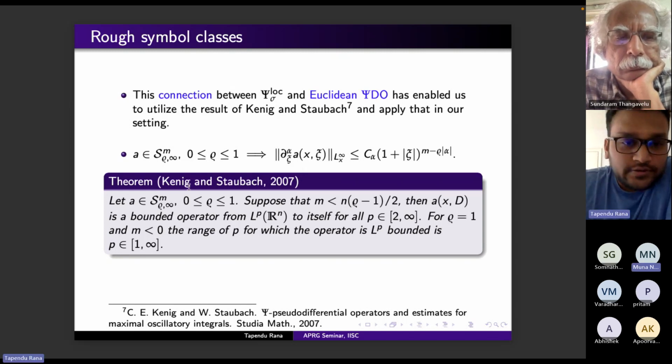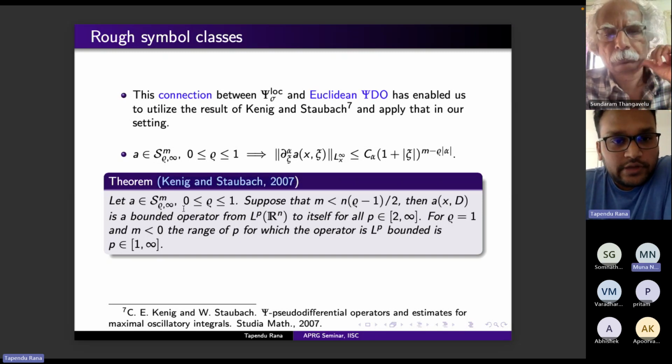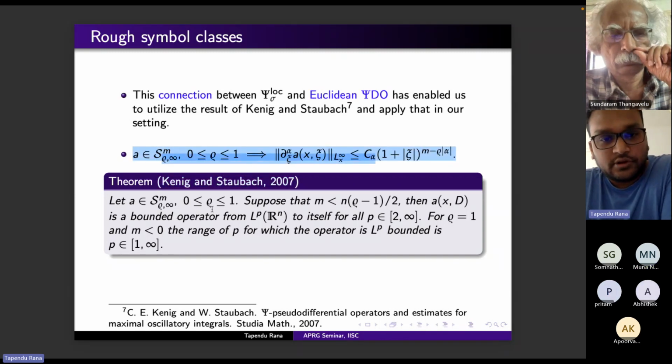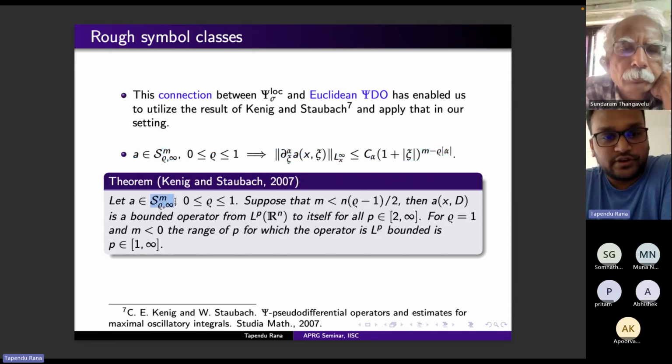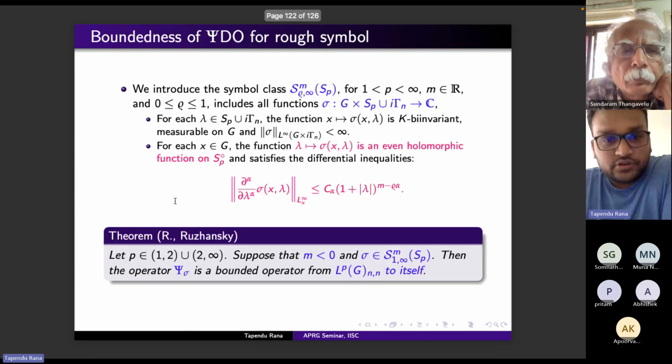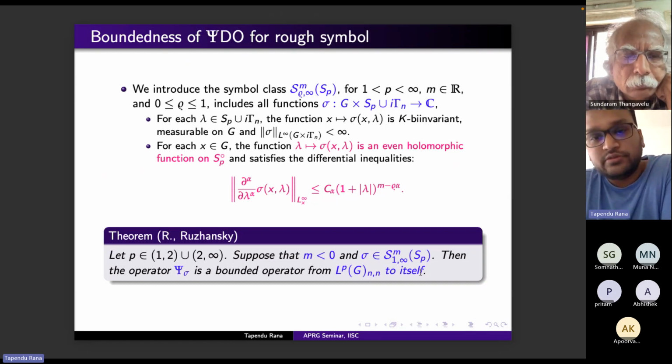No, here I just recall the result of Koenig and Strohmaier on the equivalence setting, where they define the symbol class and prove the boundedness property of Shubin's operator for symbols belonging to the symbol class S^m_{ρ,∞}. And in this setting, we define a symbol class here, and we showed that if we take σ belonging to S^m_{1,∞} and m less than 0, then the Shubin operator is a bounded operator from L^p into itself.